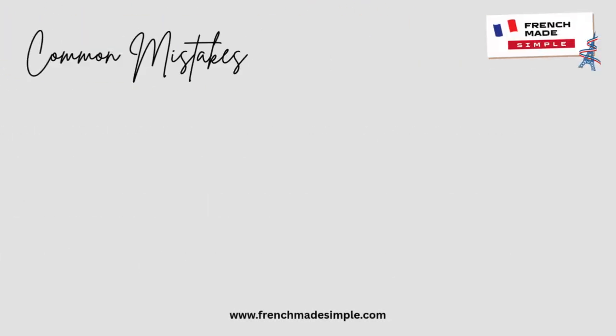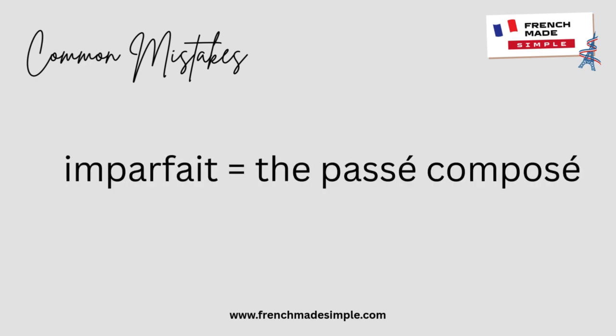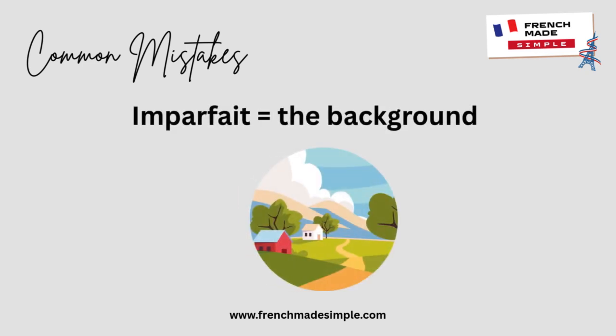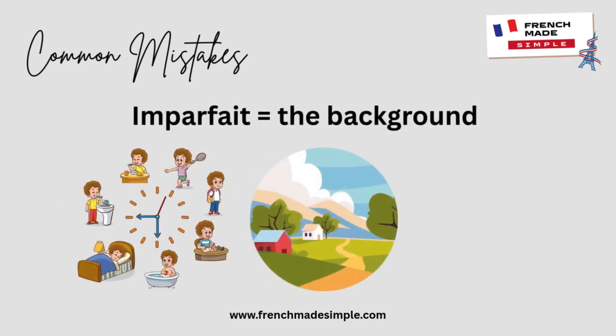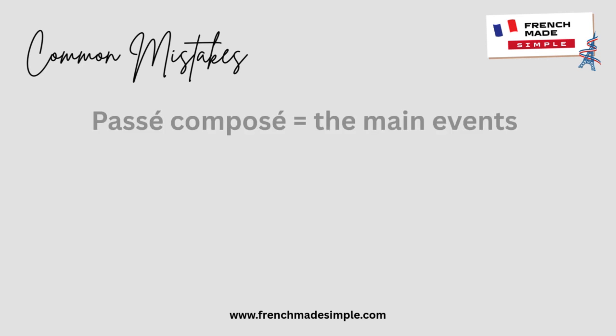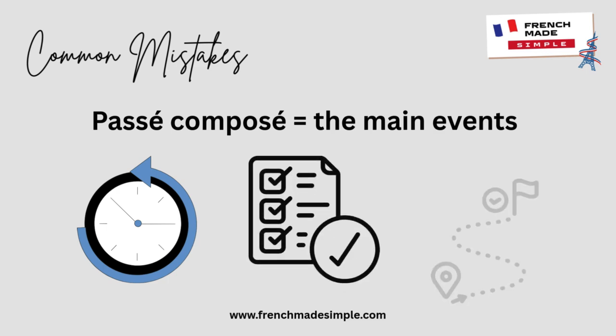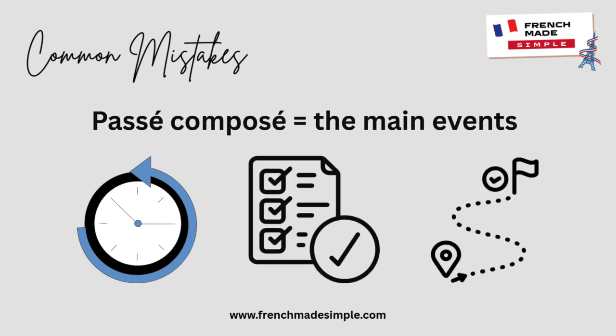Now, the most common mistake students make is mixing up the imparfait with the passé composé. Here's the golden rule to keep it simple. Imparfait equals the background. Habits, descriptions, things that were ongoing. Passé composé equals the main events, things that happened once, completed actions, the action that moves the story forward.